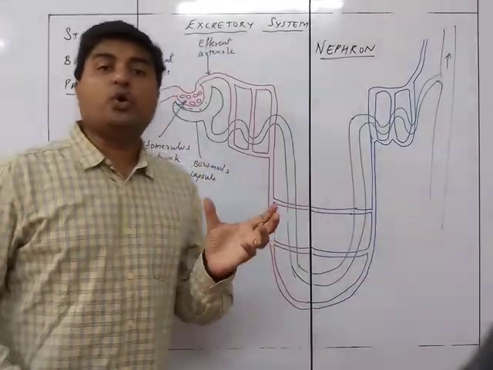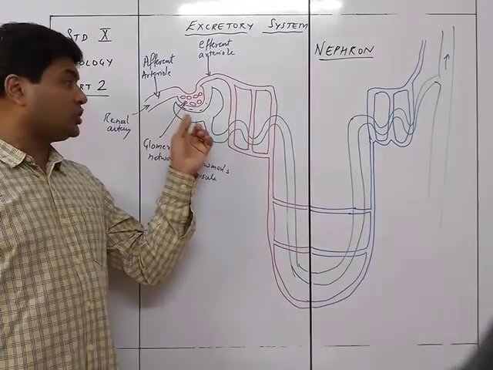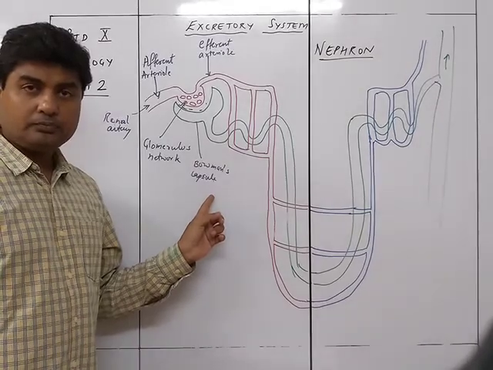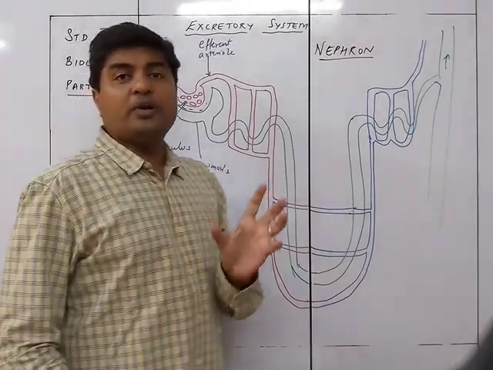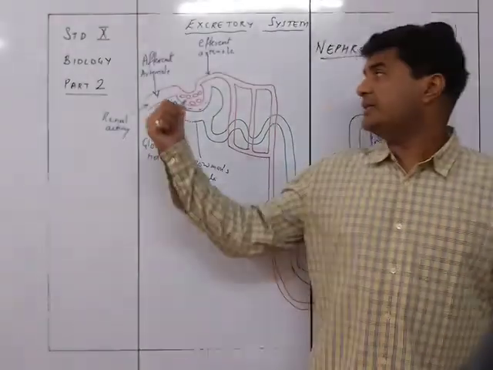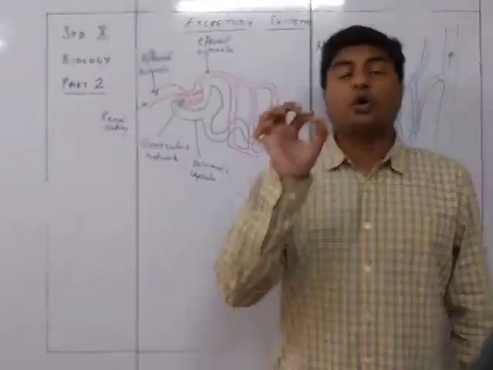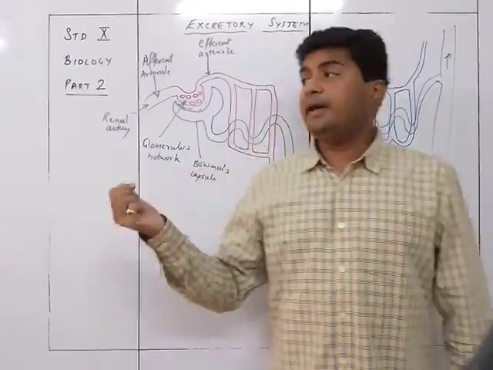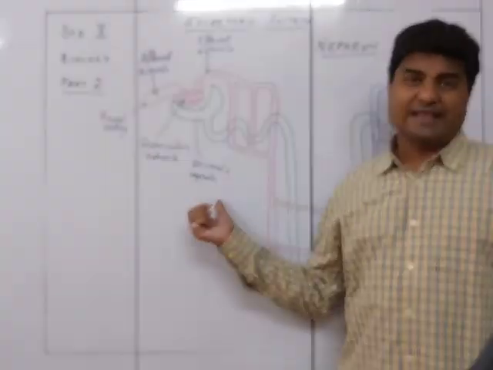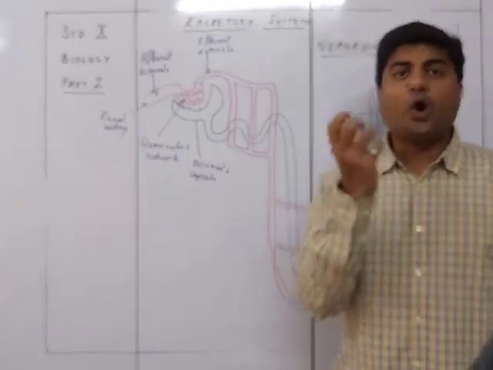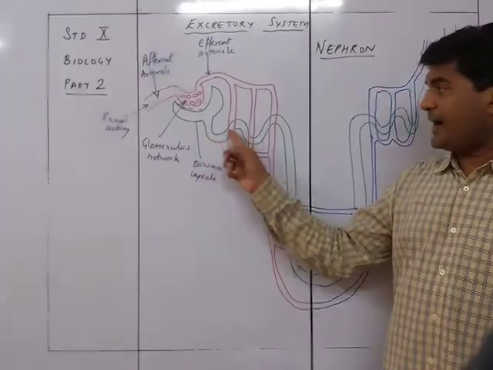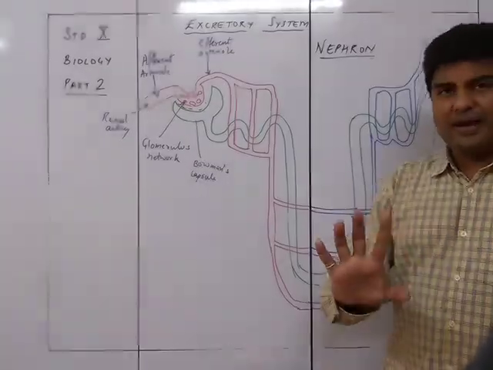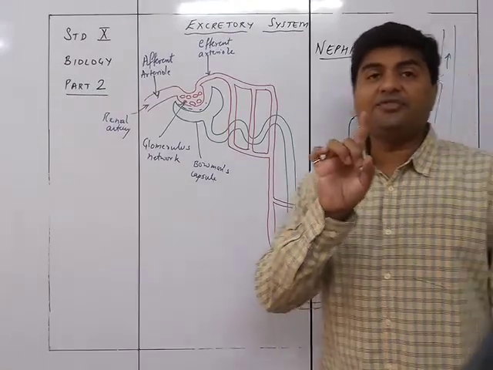This removed thing is going to be collected by a cup-like structure over here. This cup-like structure, what you can see over here, is called a Bowman's capsule. Okay? So the glomerulus filtrate, the liquid given out by the glomerulus, is called the glomerulus filtrate. The glomerulus filtrate is going to be collected by the Bowman's capsule. The Bowman's capsule is going to collect all the liquid and allow it to pass over here. Okay, so it will be collected here and it goes this way to form urine. Okay, this is the first step over here.